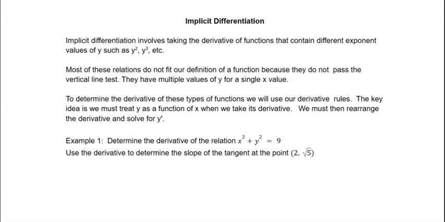Implicit differentiation. So implicit differentiation involves taking the derivative of functions that contain different exponent values of y, such as y squared or y to the power of 3. And so far we've only seen y to the power of 1. So these new functions don't fit our typical formulas because they don't even pass the vertical line test.